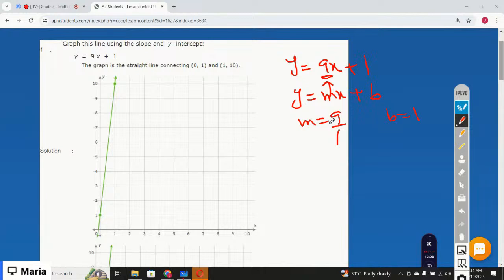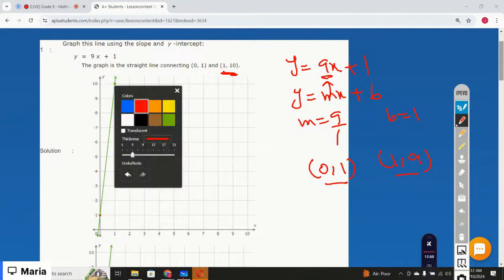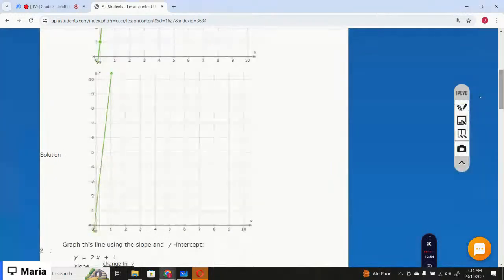So you can plot these 2 points. x is 0, y is 1, and x is 1 and y is 9. Just use these 2 points and plot the graph. Here is 0 and 1, and here you are given again 1 and 10, but why 1 and 10? That is 1 and 9. So just make these 2 points and make a graph, but I think this graph is the correct one.